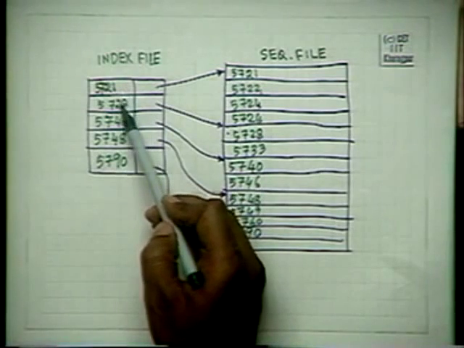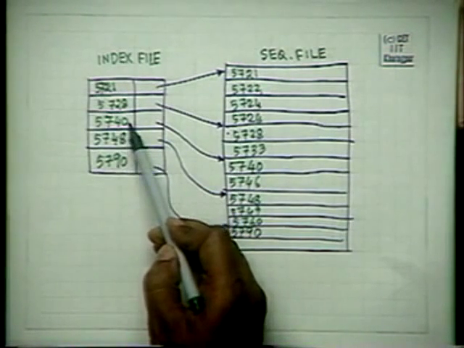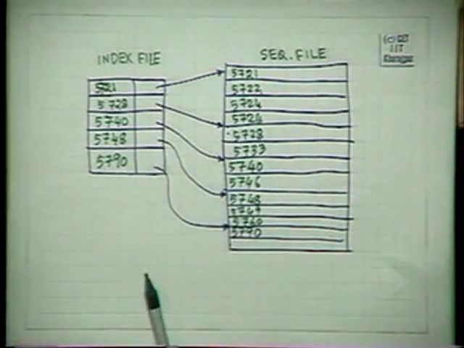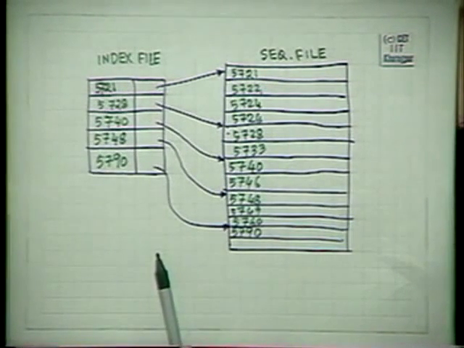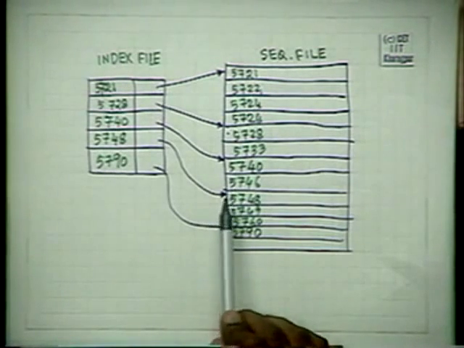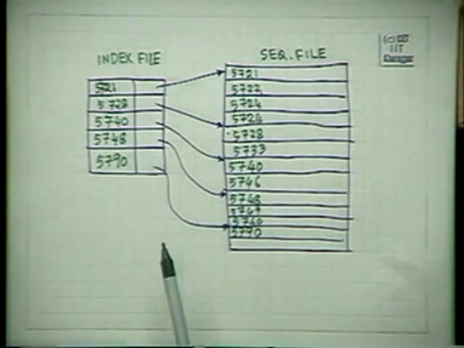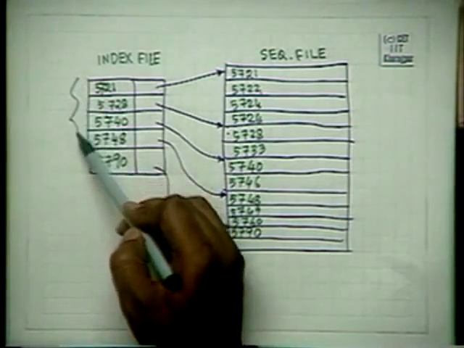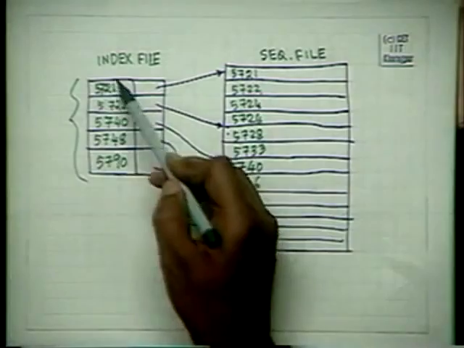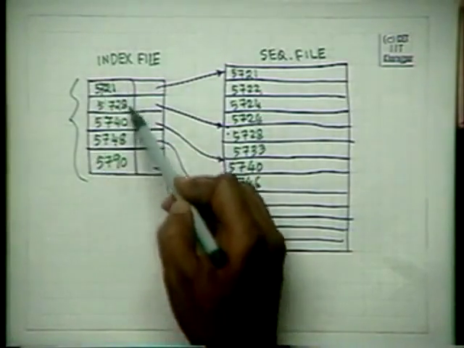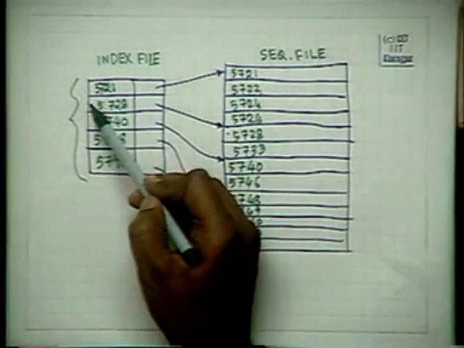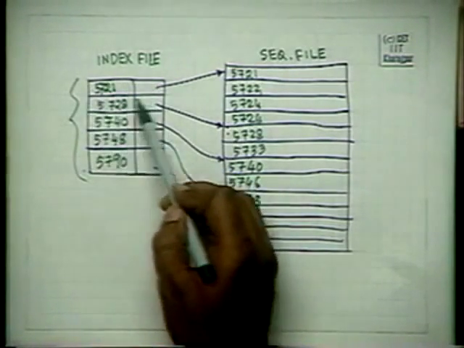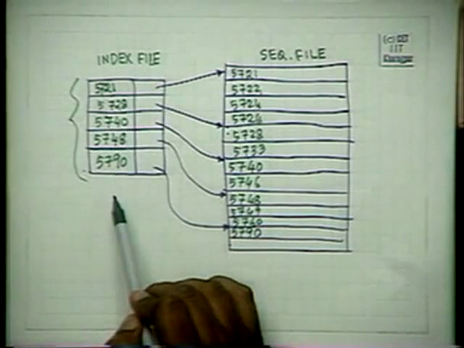and in the index file I will come here, 4048. So I will go to 40 and do a sequential search from 40 to see whether I have 46 or not. Now, the elements of this index file will be another sequential file.